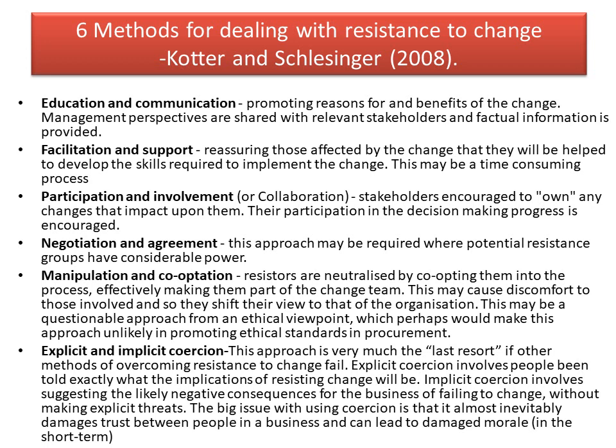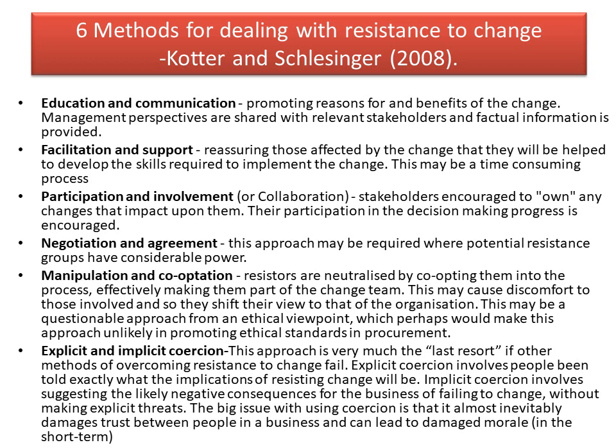And then finally the quite coercive methods, manipulation and cooptation, and explicit and implicit coercion. And we'll look at these again in a second. So with manipulation and cooptation, resistors are neutralised by co-opting them into the process, effectively making them part of the change team. Although this may cause discomfort to those involved, it may shift their view to that of the organisation.